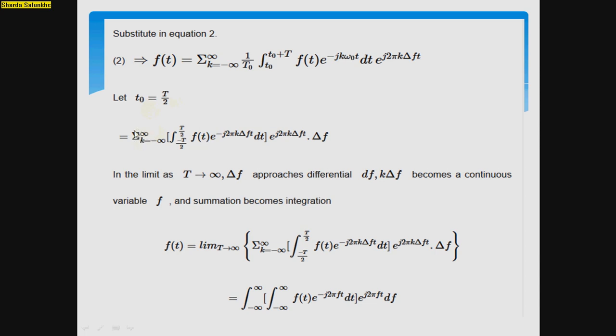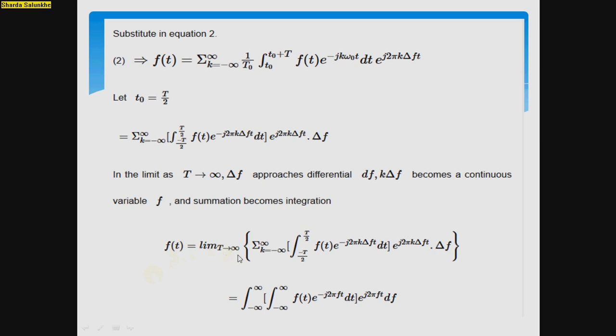Let T be equal to T by 2. So the right hand side becomes the summation of k equals minus infinity to infinity, integration over the period minus T by 2 to T by 2 of f of t into e raised to minus j 2 pi k delta f t dt, into e raised to j 2 pi k delta f t into delta f. As T tends to infinity, delta f approaches the differential, it becomes a continuous variable f, and the summation becomes the integration.